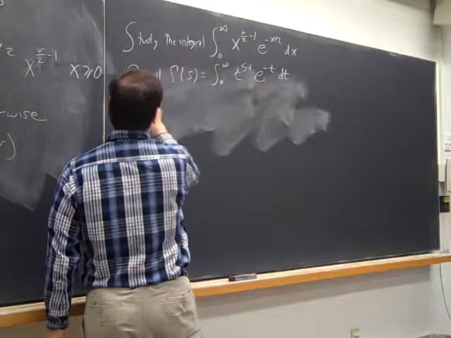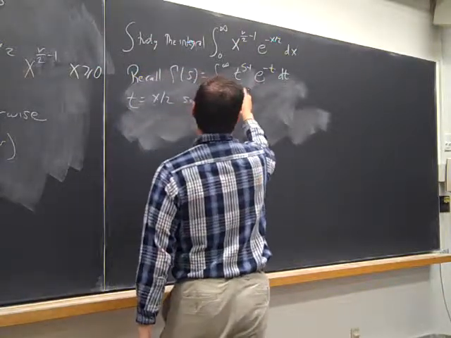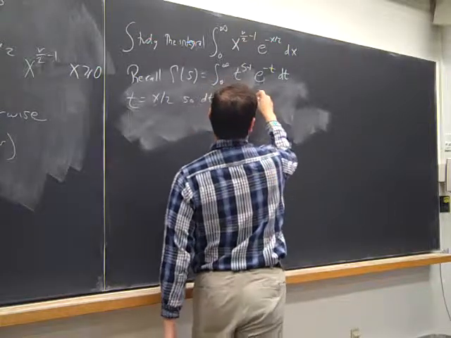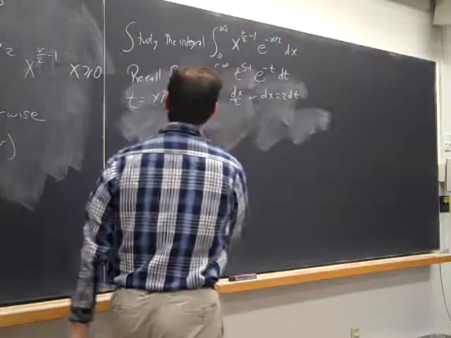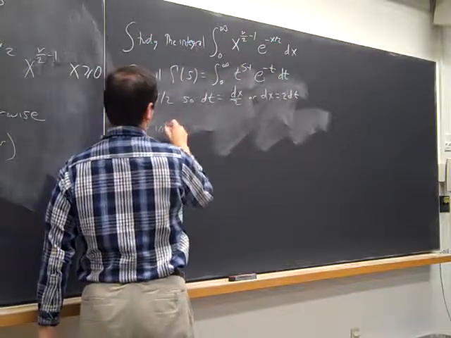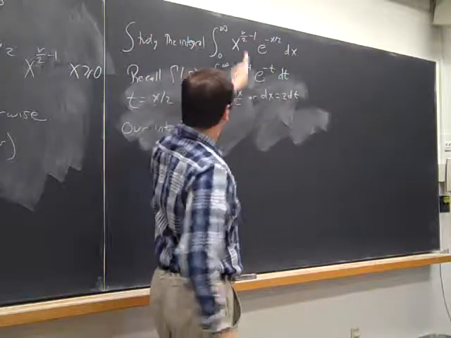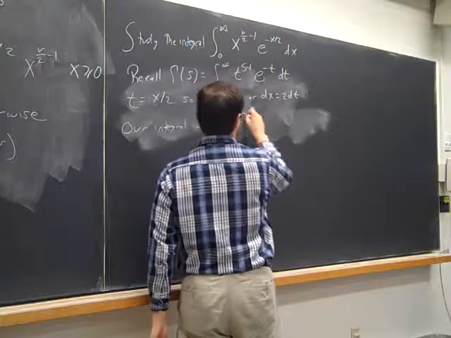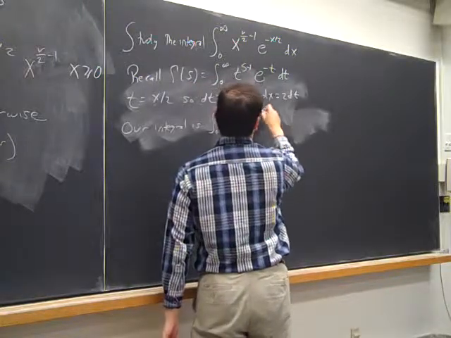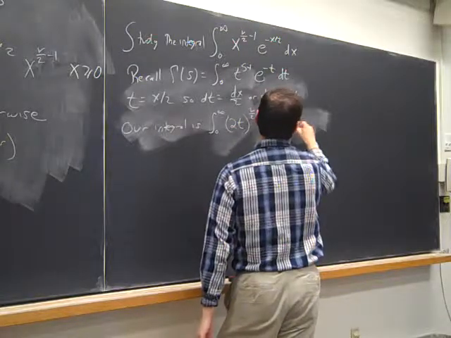So let's let t equal x halves. So dt is going to be dx over 2, or dx equals 2 dt. And so our integral is the integral from 0 to infinity. Now x is the same as 2t. So we get 2t to the nu halves minus 1, e to the negative t, and then dx is 2 dt.